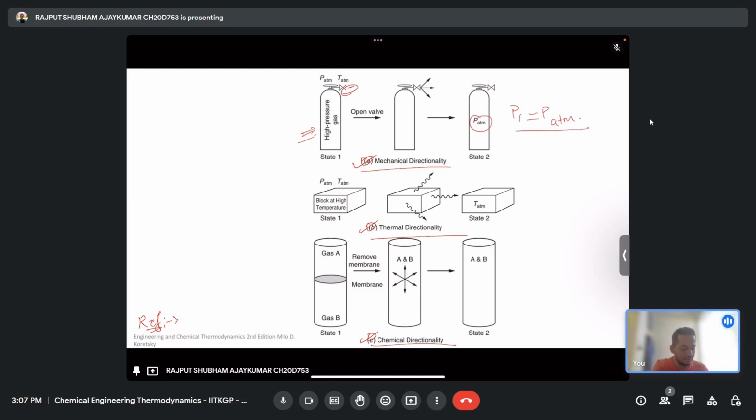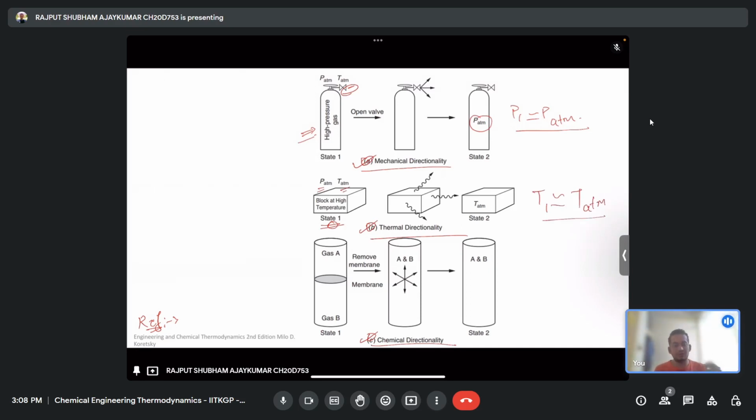Similarly, for thermal equilibrium, take a brick at a high temperature, shown up here, and keep it outside in an atmosphere at temperature T atmosphere and pressure P atmosphere, where the brick's temperature T1 is higher. If thermal equilibrium is established, what will happen? It will try to equilibrate and reach T atmosphere, the temperature of the surrounding atmosphere.